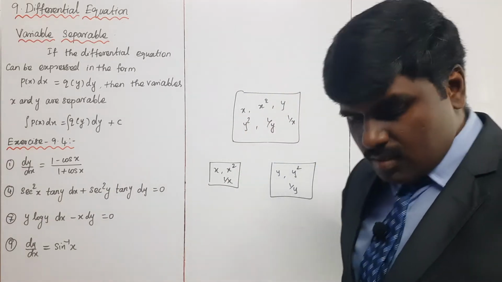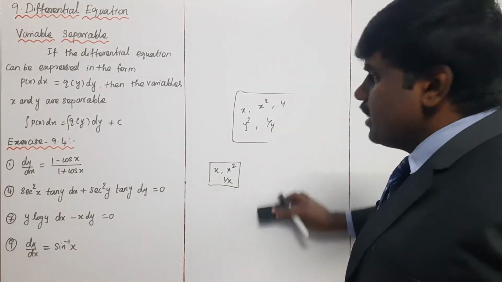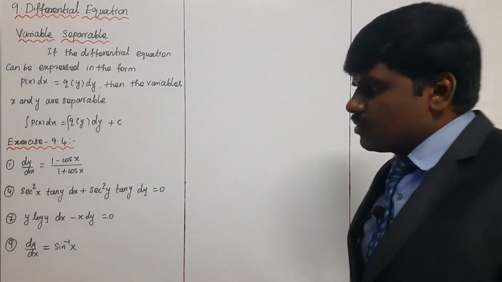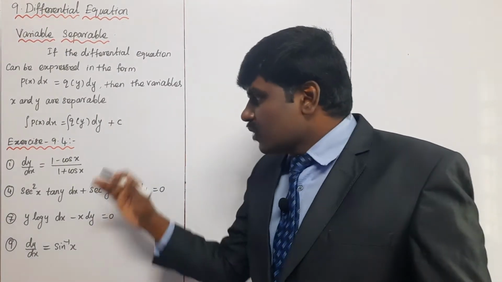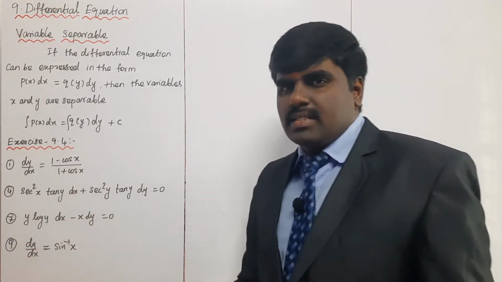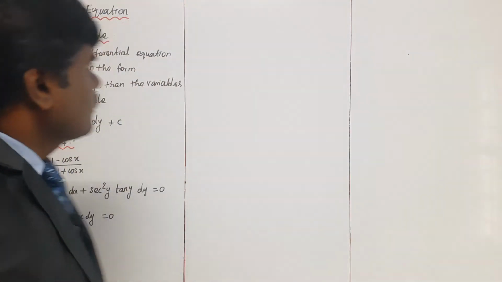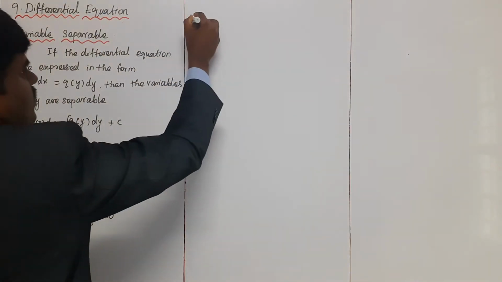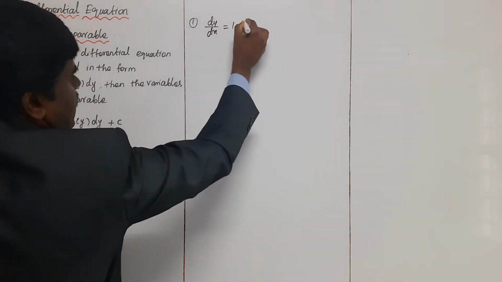In your NCERT book, exercise 9.4, question numbers 1 to 10, concept based, I will select 4 different types of problem: question numbers 1, 4, 7, 9. See the first problem. What's the meaning of the first problem? Given the question, dy by dx is equal to 1 minus cos x.